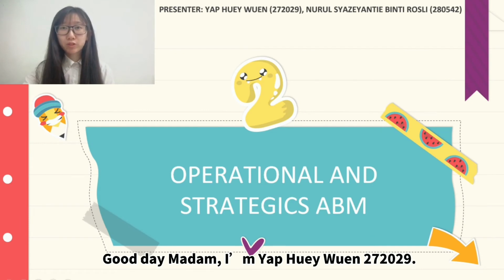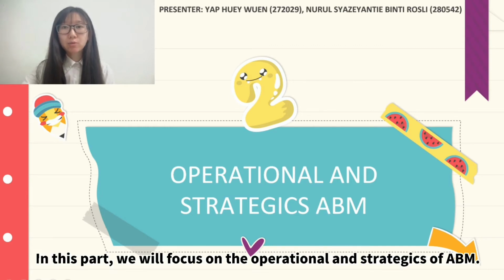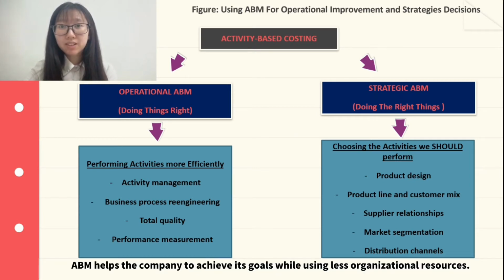I am Yak-Hui-1272029. Next, I will present the second relationship between ABC and ABM. In this part, we will focus on the operational and strategic sides of ABM. From this figure, it has clearly shown that the ABC system has naturally led to activity-based management, ABM. ABM helps the company to achieve its goal while using fewer organizational resources.